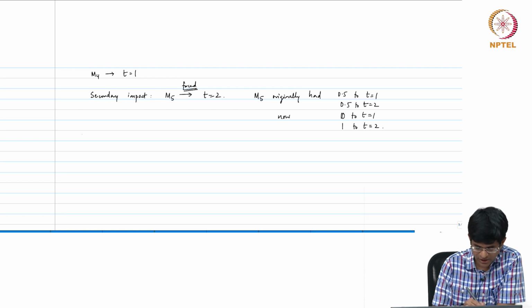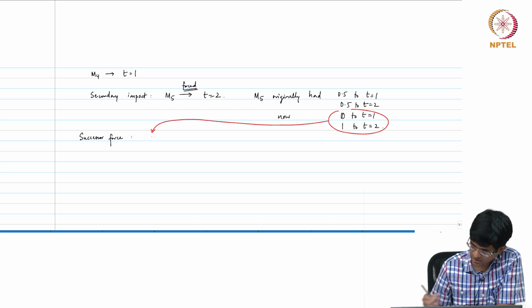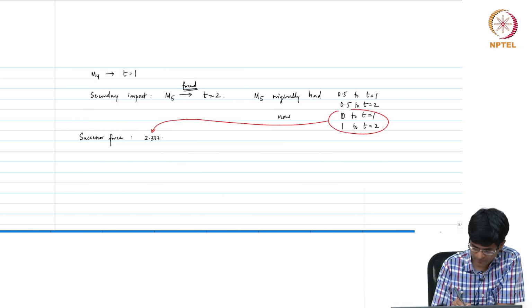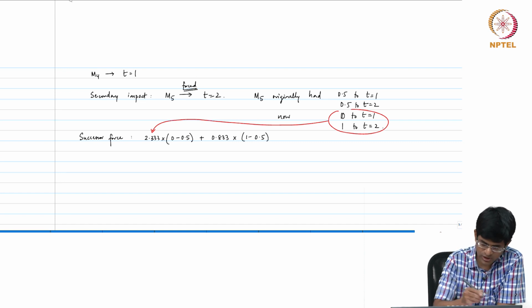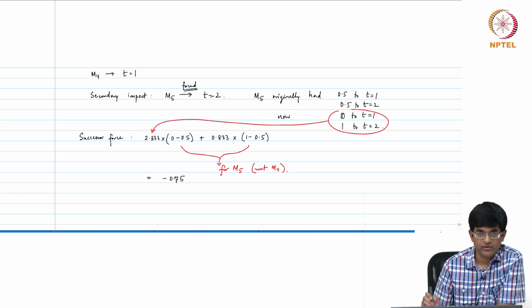Okay. So, I can define something called a successor force. What is that? It basically says that because I pushed M4 into t equal to 1, M5 in turn got pushed into t equal to 2. What is the net effect of that, right? This is going to be, what is the dg value in t equal to 1? It was 2.333 into new minus old plus 0.833 into new minus old. This corresponds to M5, not M4. And if I do this computation, it basically adds up to minus 0.75.